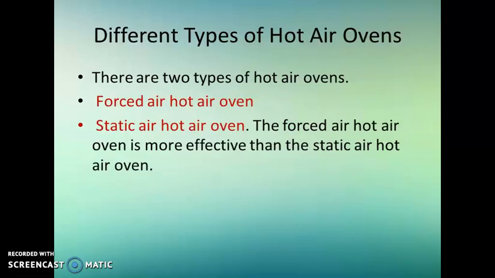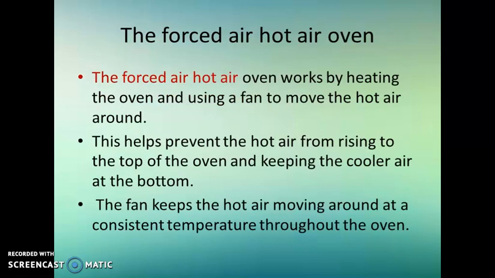Then different types of hot air ovens are available. There are two different types: first the forced air hot air oven, then the static air hot air oven. The forced air hot air oven is more effective than the static air ovens. It works by heating the oven and using a fan to move the hot air around the oven.